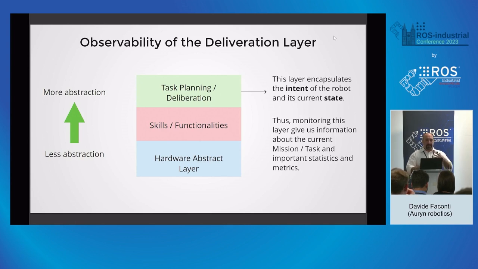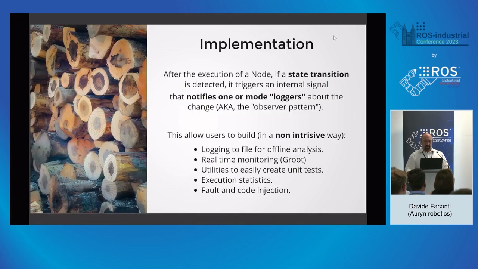So there are a lot of statistics and metrics related to that high-level mission and state that we have in the robot. Because it's the more abstract layer, it also sometimes gives us more information at a high level about what's going on. So having a framework that allows us to monitor this is of a lot of value when we have a fleet of robots or just a single one and we want to know what happened, maybe with some logs.